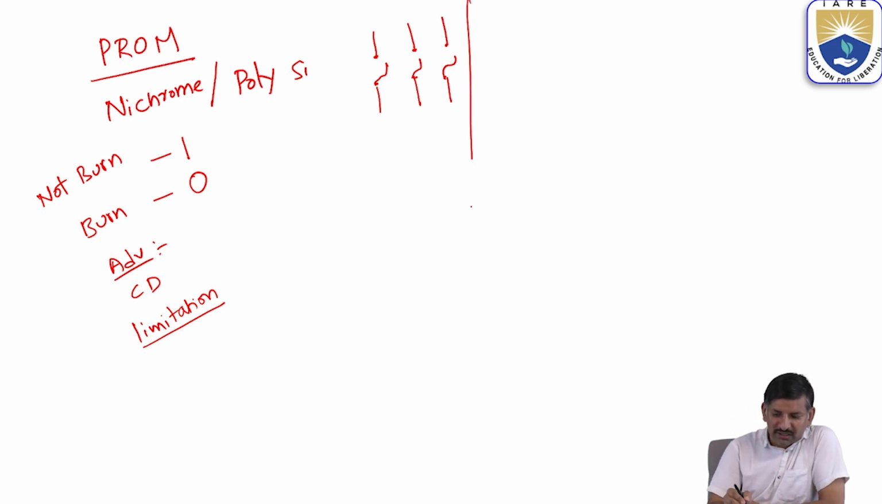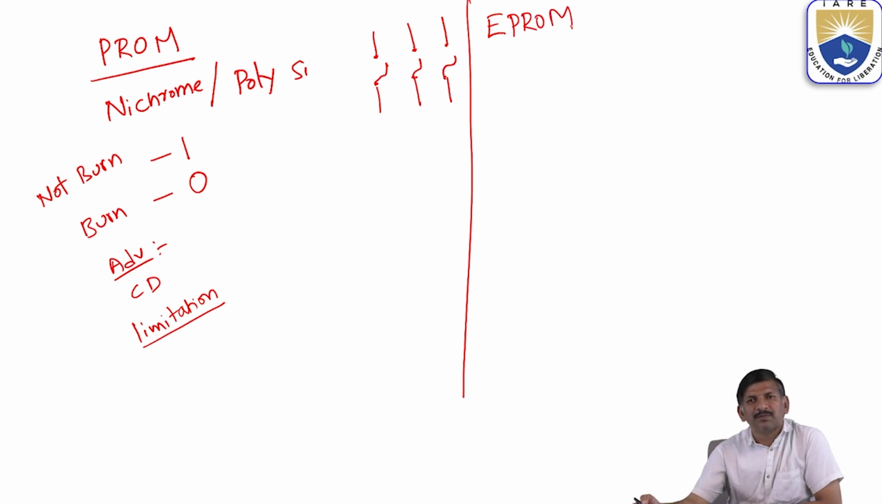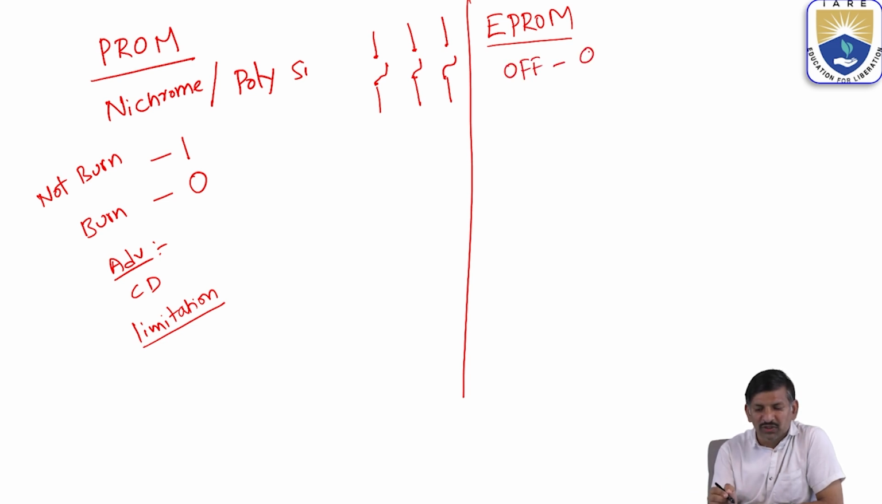So to overcome this limitation, again we go for erasable programmable read-only memory. Generally it contains a standard transistor or high threshold transistor. By default, the transistor is in off condition. Off means it stores bit 0. By charging the floating gate of the MOSFET transistor, or by giving an input voltage greater than the threshold voltage or conducting voltage, the transistor becomes on and it stores 1.